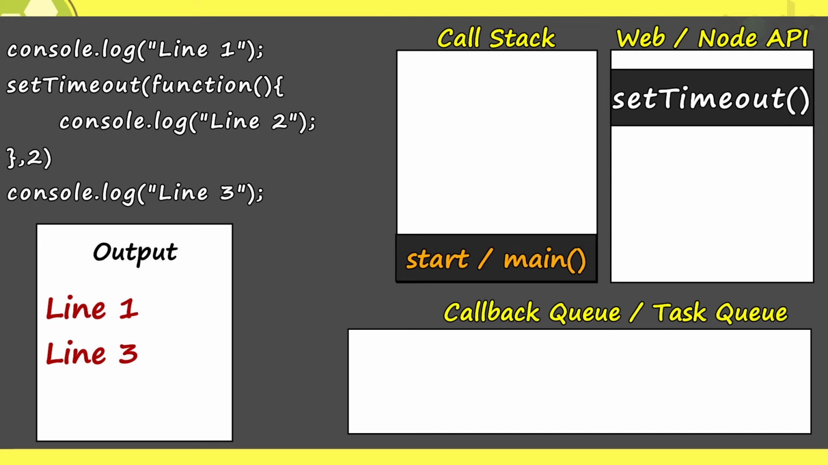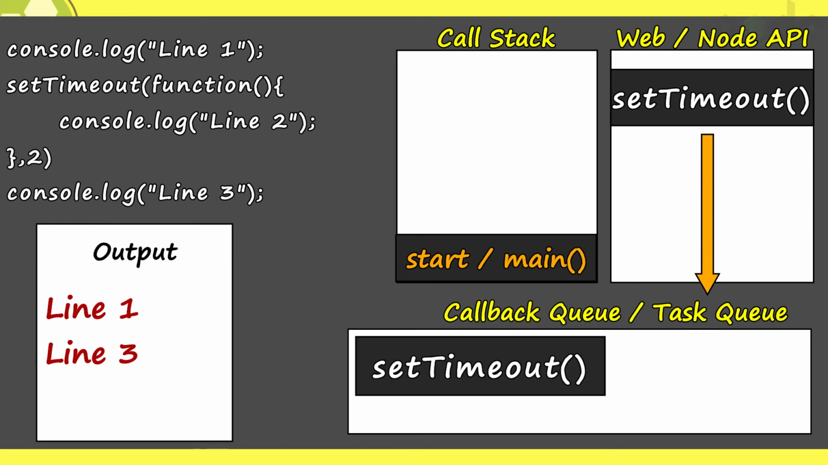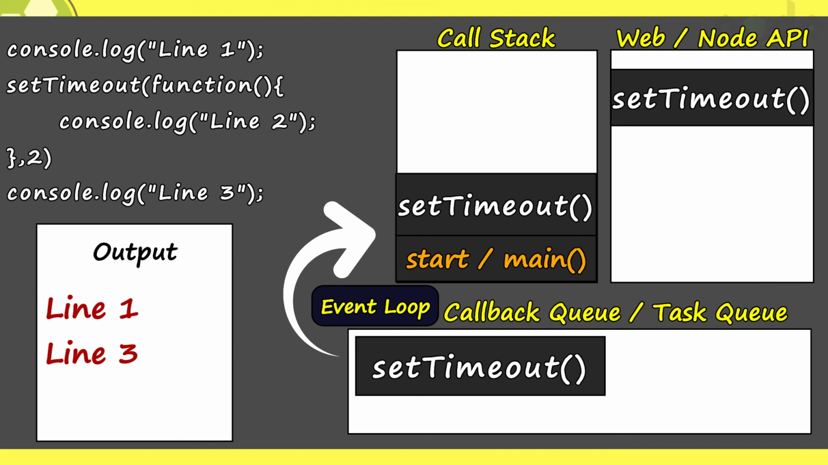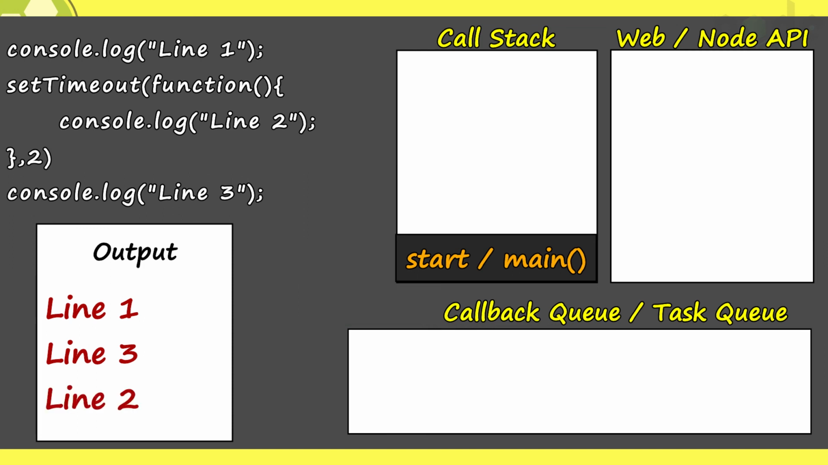Now when 2 seconds or whichever time is over, this process is pushed to the callback queue or task queue. Now there is something called the event loop which keeps a check on the task queue or the callback queue. The moment it sees a task which is queued there, that gets pushed to the call stack. So the event loop takes care of all the queues and it keeps on pushing the tasks to the call stack. The moment this process goes to the call stack, that also gets executed immediately.